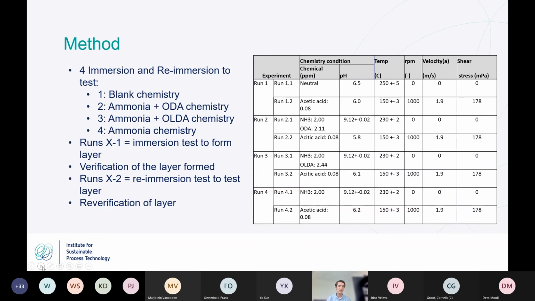Next slide, please. So here we can see a short table of the experimental methods. The immersion tests were with the following compounds of interest: a blank chemistry as a reference, ammonia with ODA added to it, a film former. The third one was an ammonia plus ODA chemistry, and the last one was the ammonia only chemistry. So runs X.1 were the immersion tests, and runs X.2 were the re-immersion tests. And after each test, the layer was examined via various methods, which will pass in the results sections.